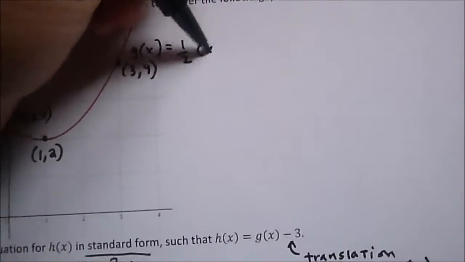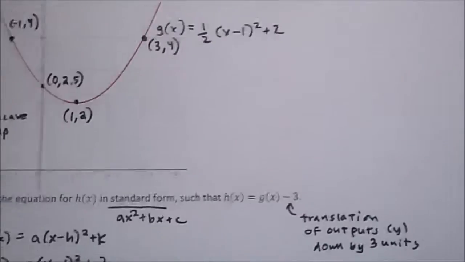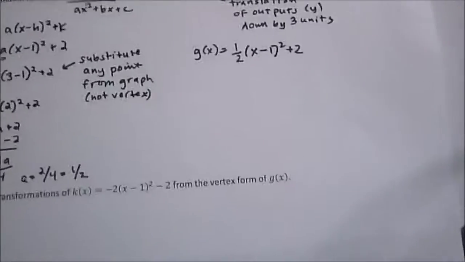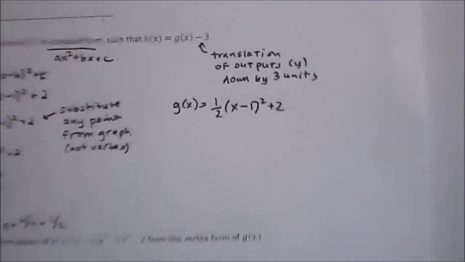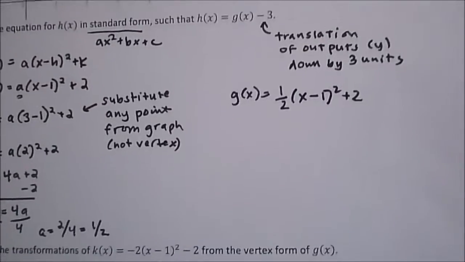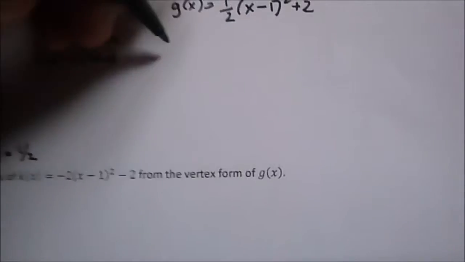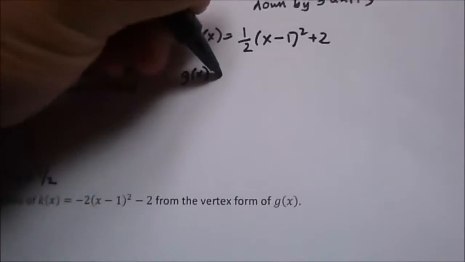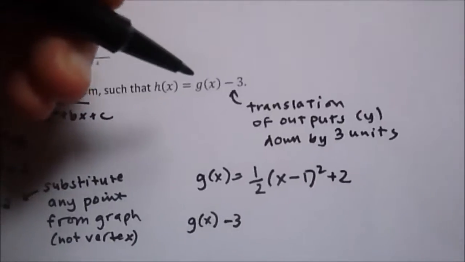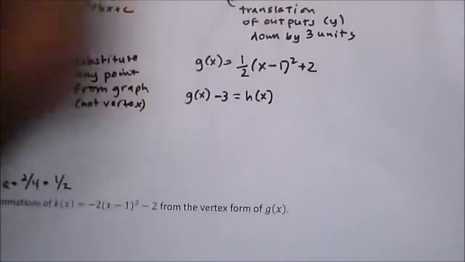So that equation represents what I have up in my parabola here: 1/2 times (x minus 1) squared plus 2. But the question does not ask me for the equation of g(x). It asks me for the equation of h(x). And I know that h(x) is the equation of g(x) after a translation of 3 units downward. So I need to take this whole equation and I need to subtract 3 from the outputs to get h(x).